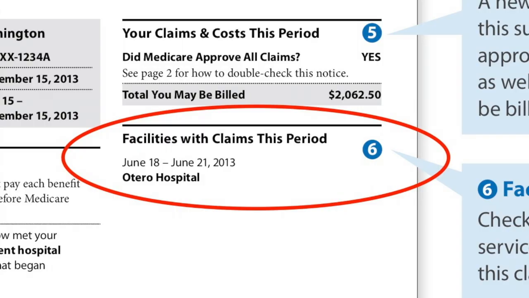Under that, the last section of the dashboard is a list of facilities you went to. If you went to multiple facilities covered in the dates you are seeing this claim notice for, please check to make sure all the places you went are listed on the form. If one is missing, there may be additional claims forthcoming. If you see a location unfamiliar to you, contact that facility for more information.